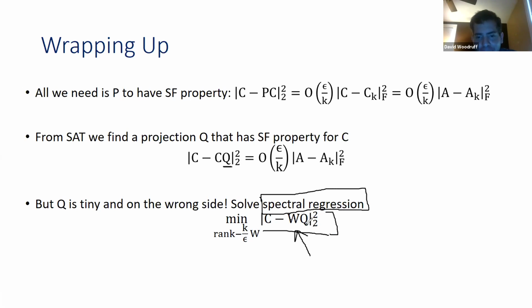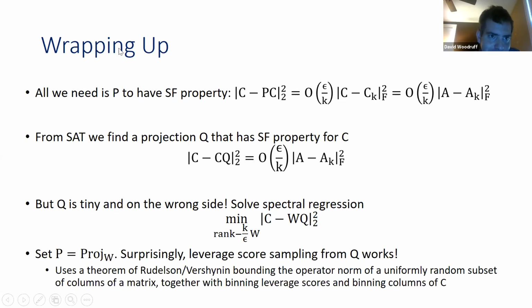And it's not so clear that if you just sample from the leverage scores of Q, which is what we've been doing to go back up to bigger matrices before, that it would even work for this much stronger guarantee. Like maybe you need some properties of C and you can't afford to read C and the whole algorithm breaks. But it turns out that you can still just sample from the leverage scores of Q. And this is one of the technical contributions here that I don't have time to get into. But it turns out you can solve this problem and just use the projection onto your solution W to spectral regression as your projection. And surprisingly, just sampling from the leverage scores of Q works.